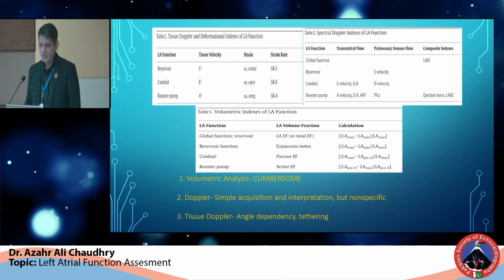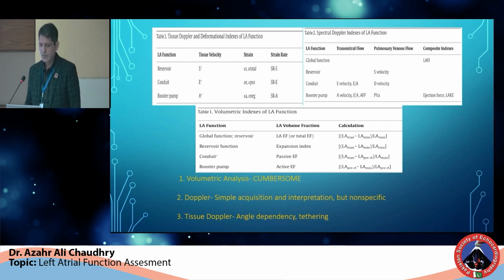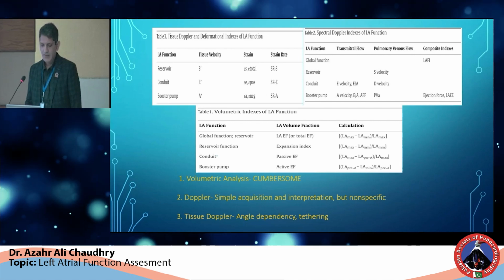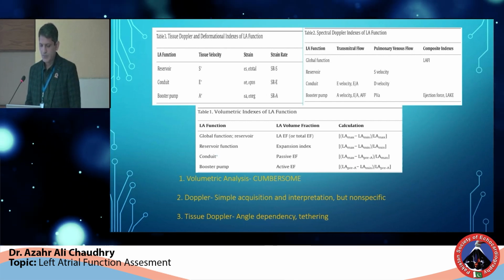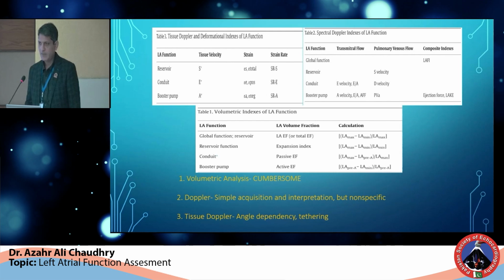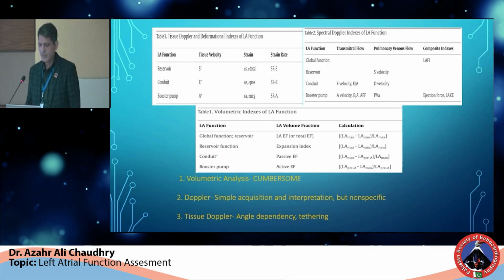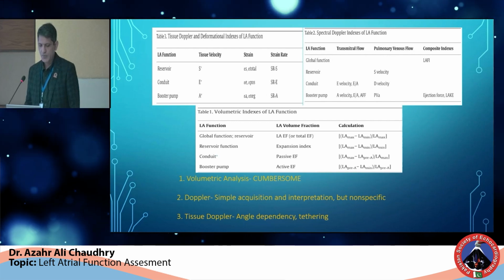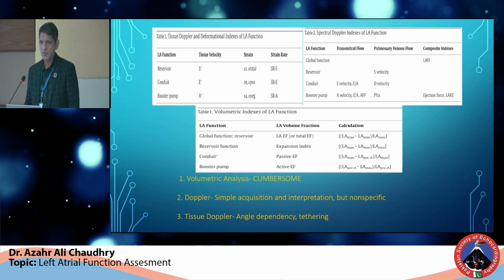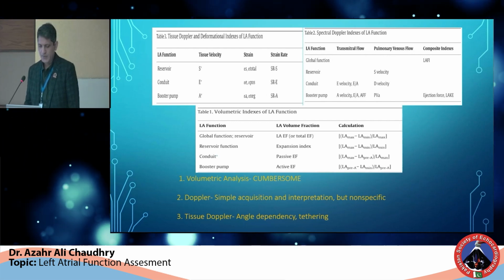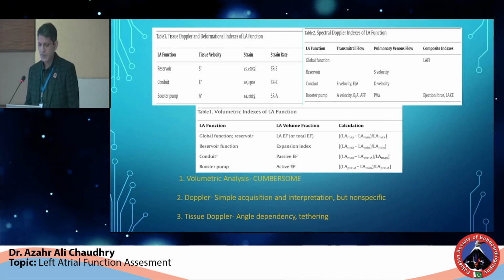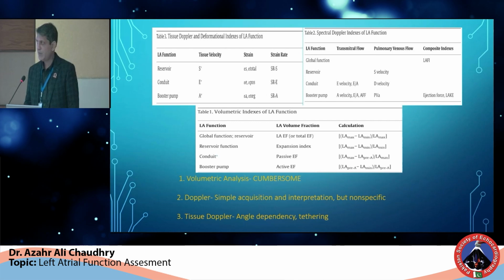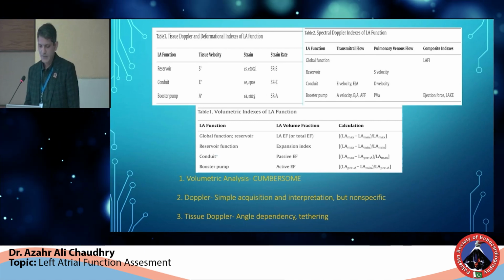While spectral Doppler indices can measure the conduit and the booster pump function, the volumetric indices measure global function, reservoir function, and the conduit function. But all these methods have their own strengths and limitations, and because of the limitations, they are not commonly used in clinical practice. Tissue Doppler imaging has an angle dependency and motion and tethering issues. While simple Doppler acquisitions are easy to interpret, they are non-specific. And the volumetric analysis is cumbersome and time intensive.